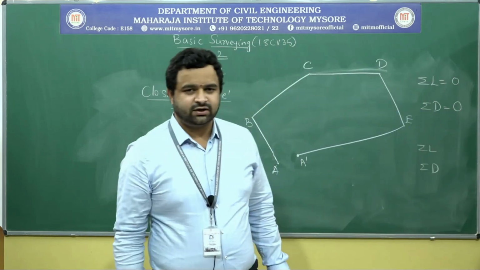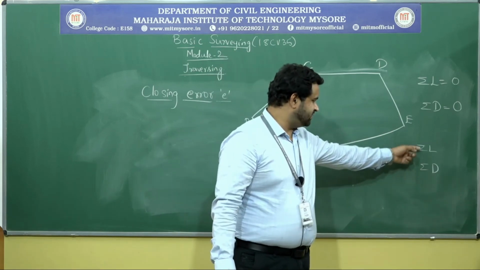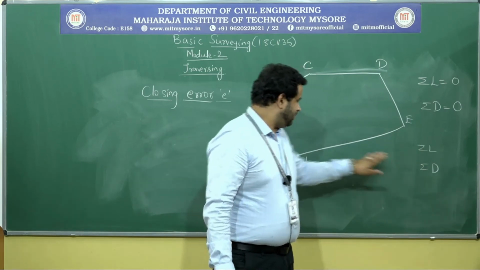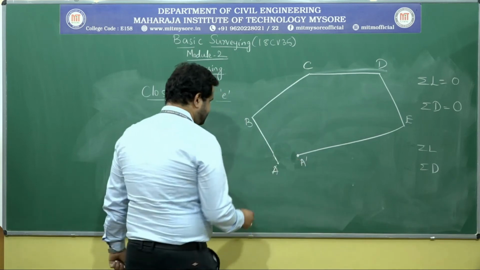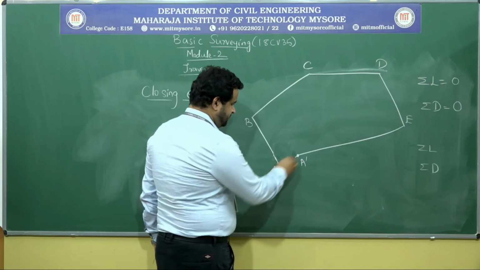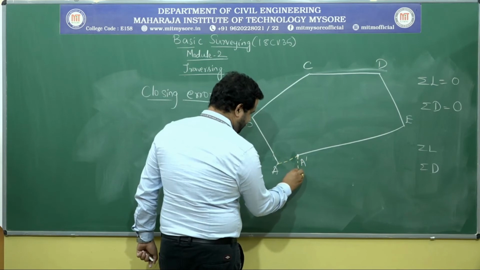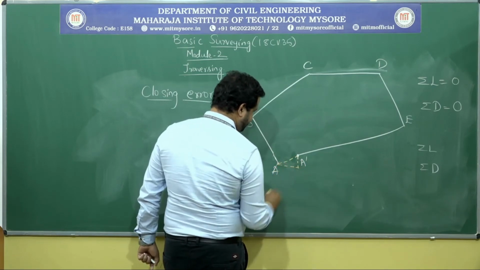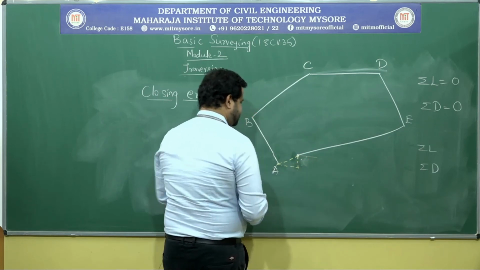The error of closure can be calculated by finding sigma L and sigma D, that is, the summation of all the latitudes and the summation of all the departures, and both of these are the components of the error E parallel to and perpendicular to the meridian. So if this is the error, parallel to and perpendicular to the meridian, this is parallel to the reference direction. Let me write this as A dash here.